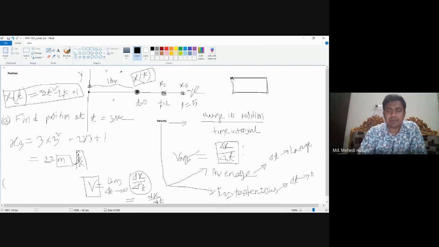And in case of average velocity, no need to differentiate, just find out the position at a certain time. Okay, then we just divide the change in position by the time interval. Okay, so this is the procedure to calculate the velocity.